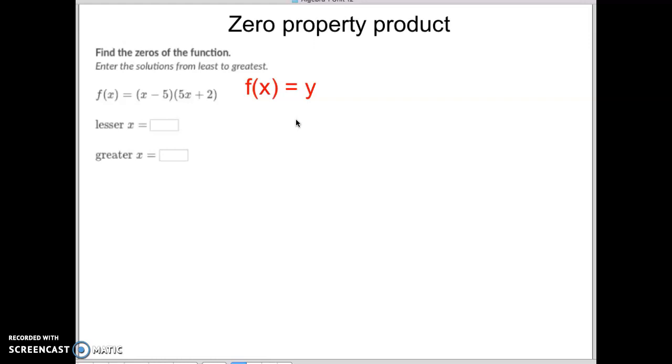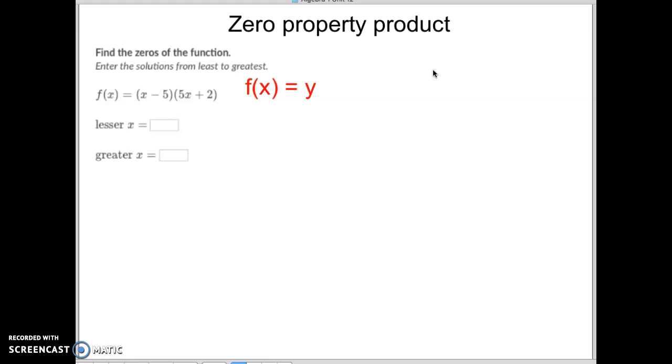Now, the second thing is, when they talk about the zero product property, what they're trying to find is where your figure crosses the x-axis.